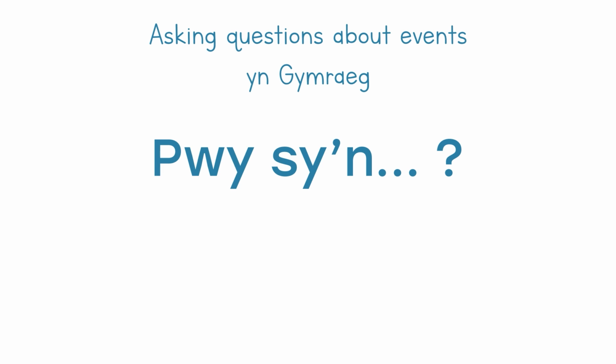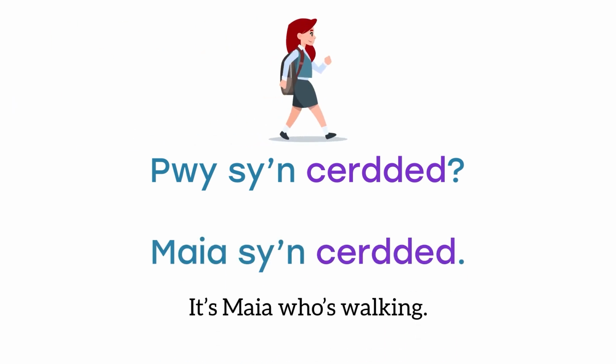When we use this pattern, we are asking who is it that's doing a specific activity. All you have to do is add a verb, remember, a doing word, after pwy sy'n. Let's look at some useful examples. Pwy sy'n cerdded? Maya sy'n cerdded. It's Maya who's walking.